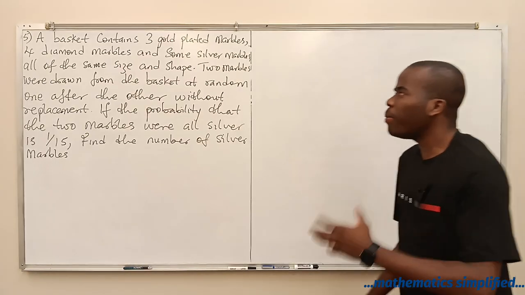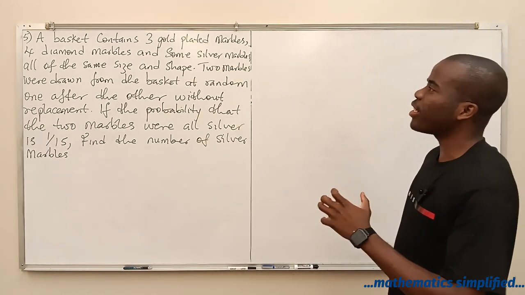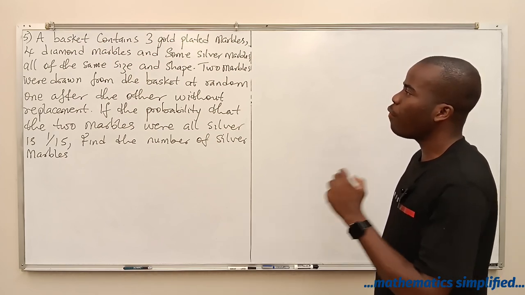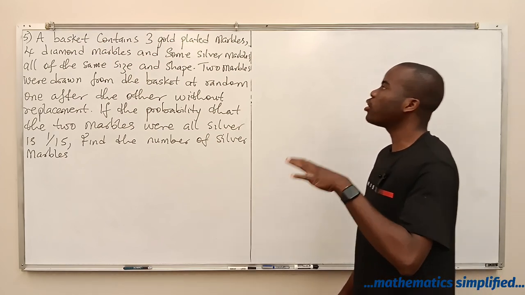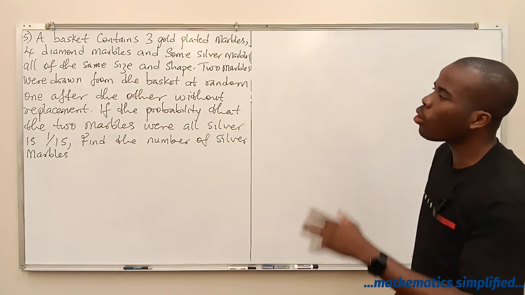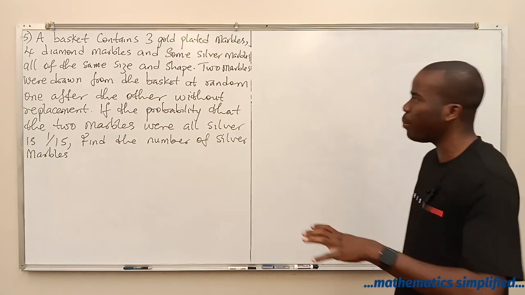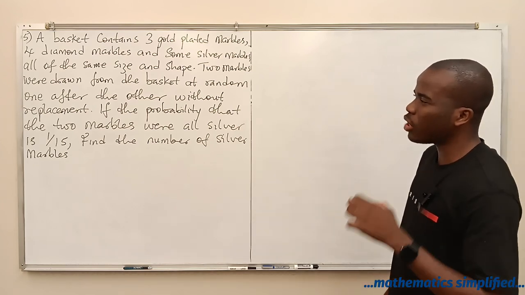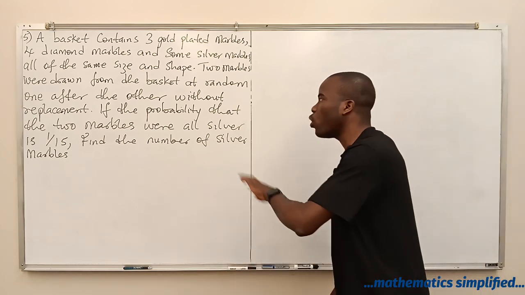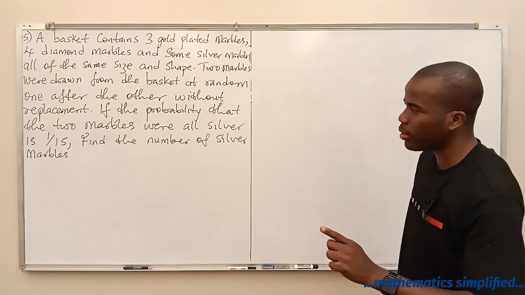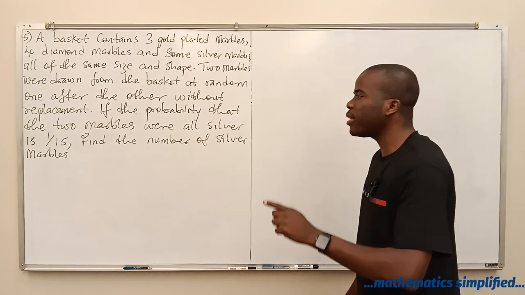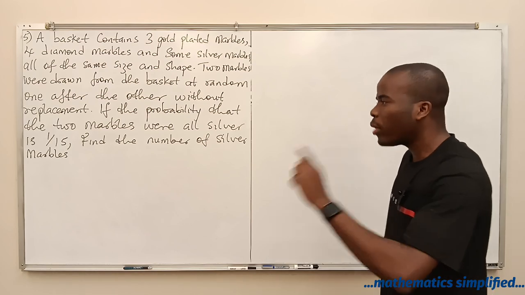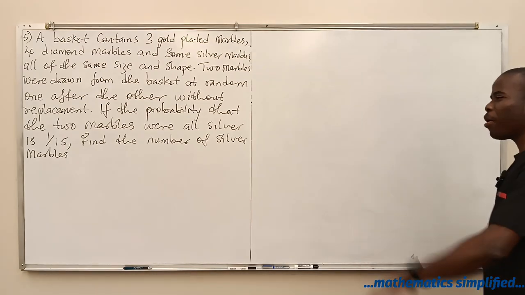Question 5 is probability. It says a basket contains 3 gold-plated marbles, 4 diamond marbles, and some silver marbles, all of the same size and shape. 2 marbles were drawn from the basket at random, one after the other, without replacement. If the probability that the 2 marbles were all silver is 1 over 15, find the number of silver marbles.